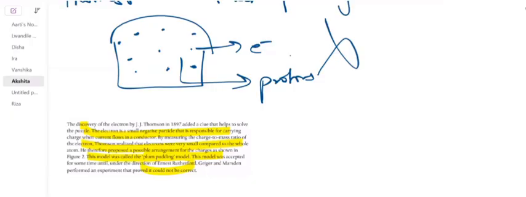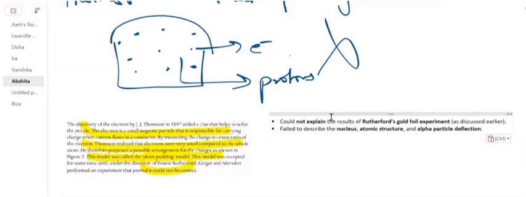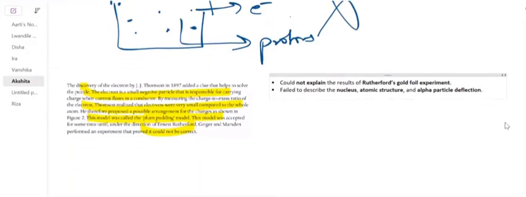Actually, this is not correct. I had given you two, three reasons. You can write them. He could not explain the result of Rutherford's gold foil experiment. He failed to describe the nucleus, atomic structure, and alpha scattering experiment.